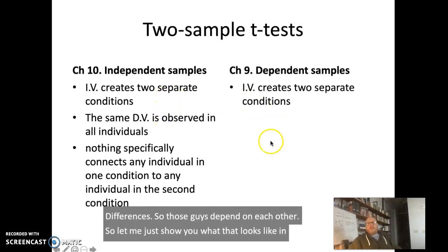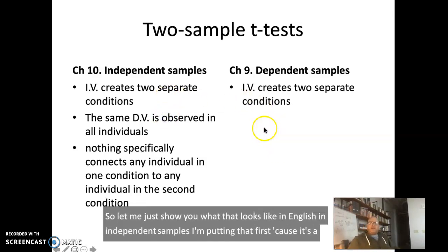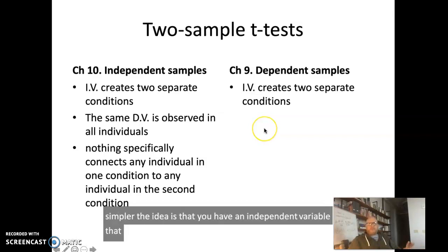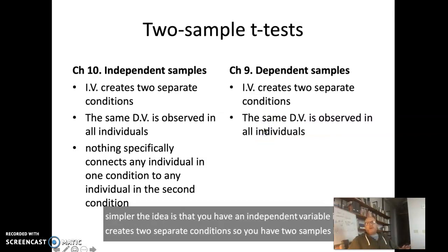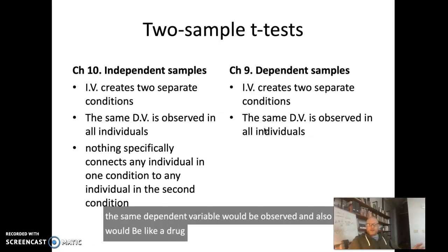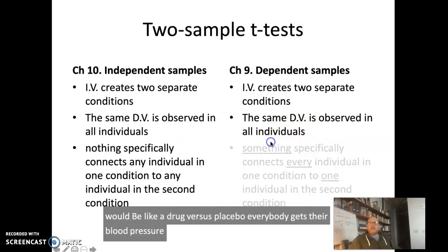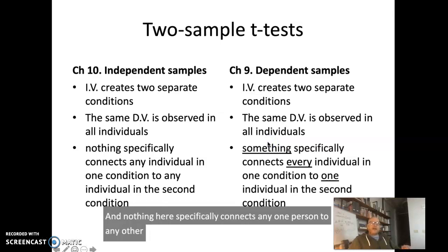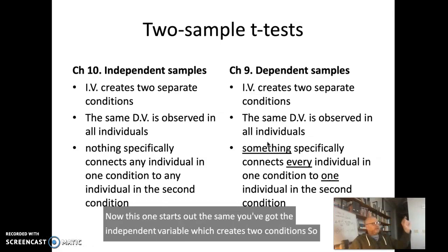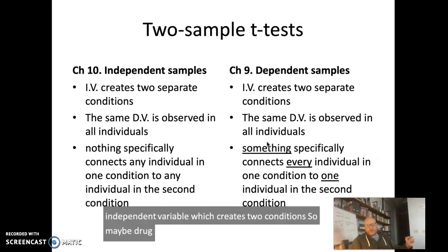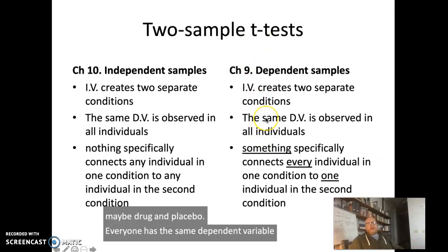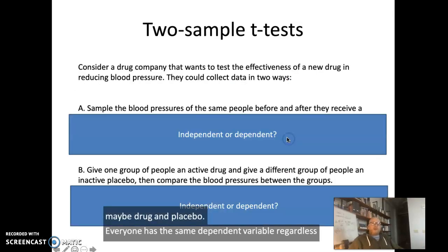Now, this one starts out the same. You've got the independent variable which creates 2 conditions, so maybe a drug and placebo. Everyone has the same dependent variable regardless of condition, so that would be like measuring blood pressure, except in this case, the researcher goes out of their way to show a connection between an individual in this group to an individual in that group. And there are several ways that can happen. We'll get to that in a minute, but first let me explain why you would do that. This is actually a more complicated procedure, so why would you make life more complicated. Oh, wait, hold on.